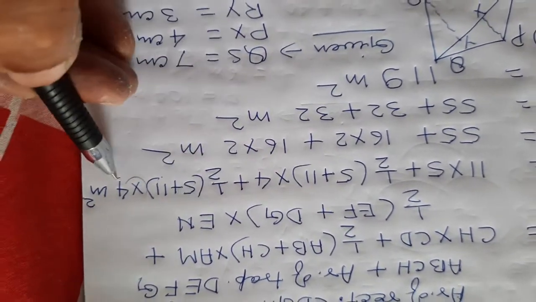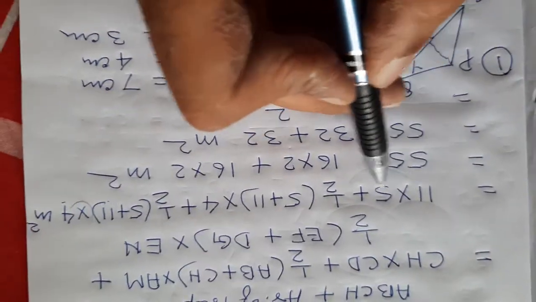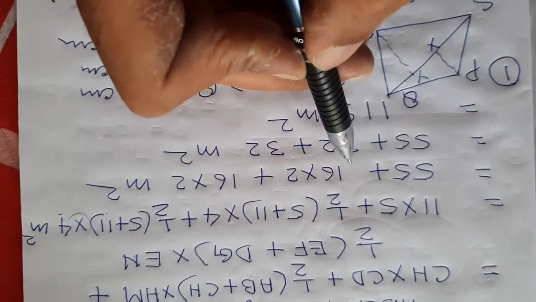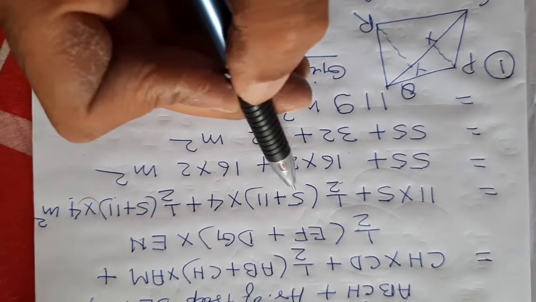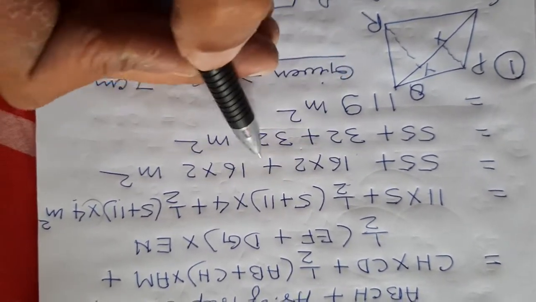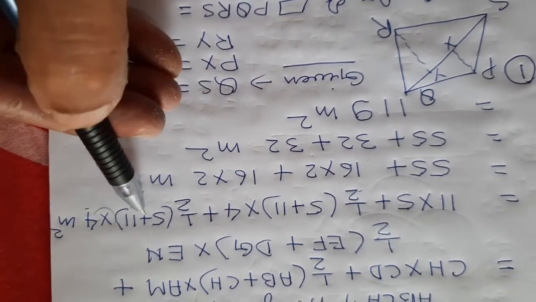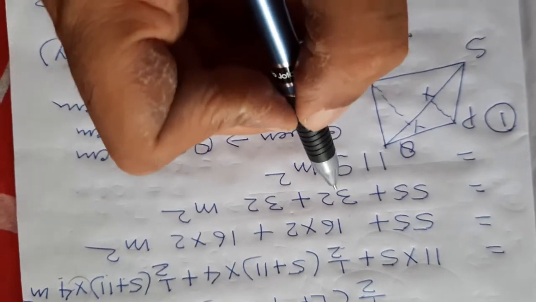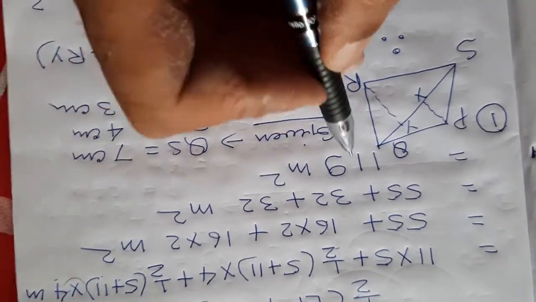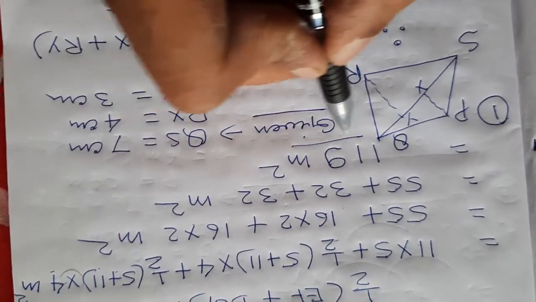into EN 4 meter square, that is equal to 55 plus 2 into 16, plus 2 into 16 meter square, that is equal to 55 plus 64 meter square, which is equal to 119 meter square. Now question number 4.